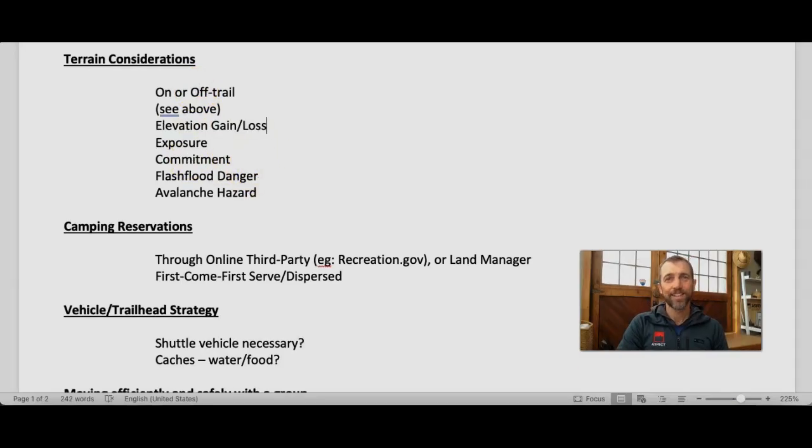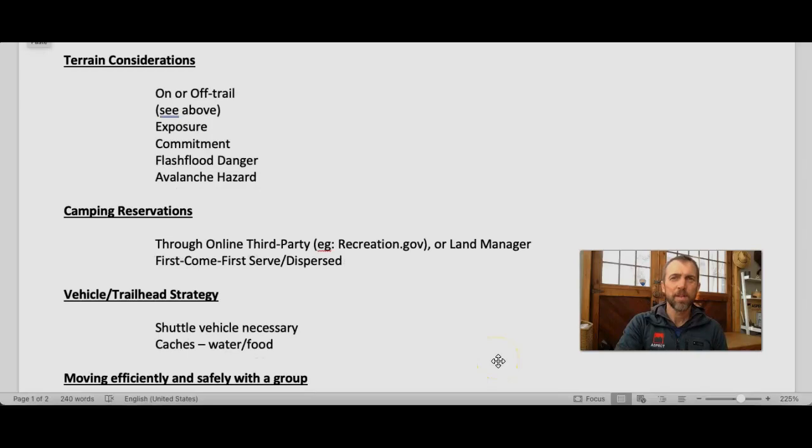With our terrain considerations, a really big one is going to be elevation gain and loss, and factoring that into our timing, our pacing, which we'll get to in a little bit, and the abilities of the group. It can be really hard on a group and really hard on the itinerary if you haven't factored in steep elevation gain and steep elevation loss.